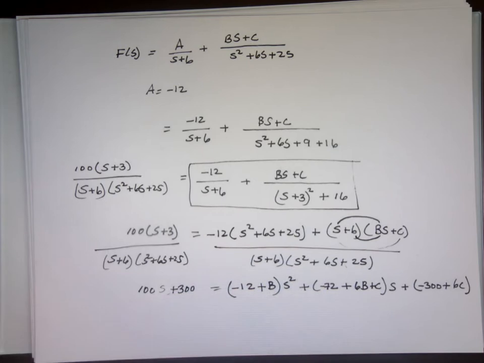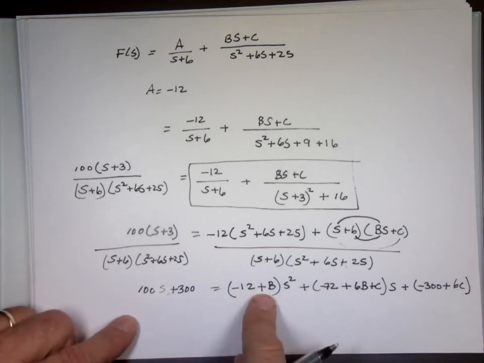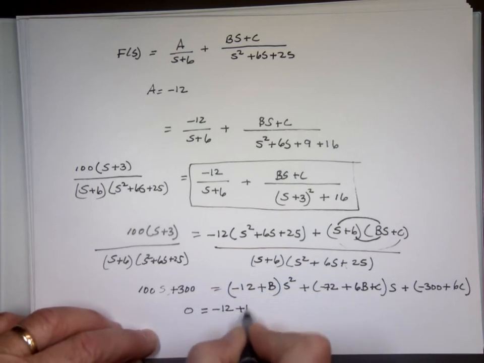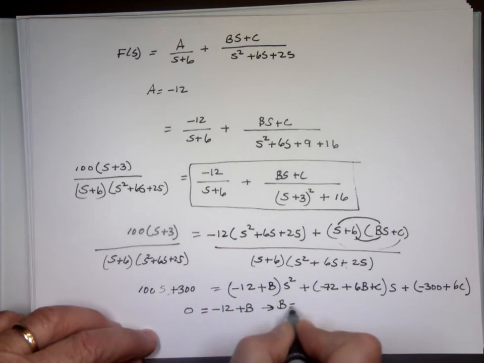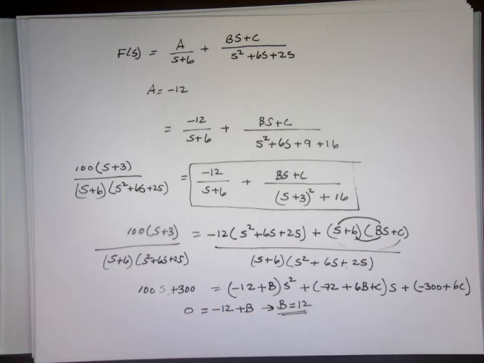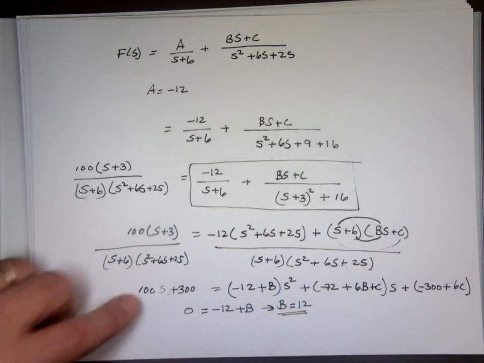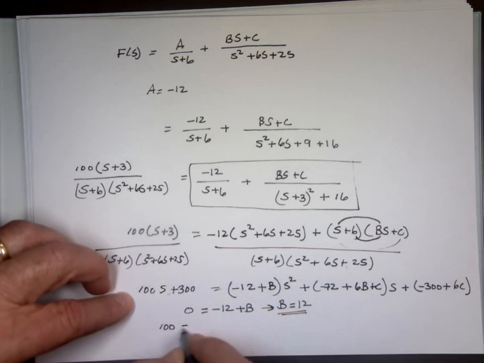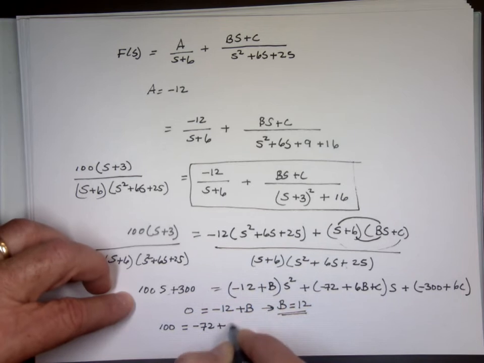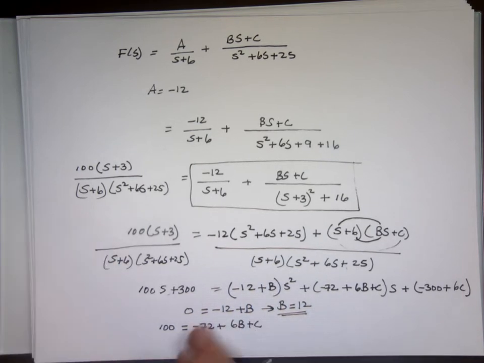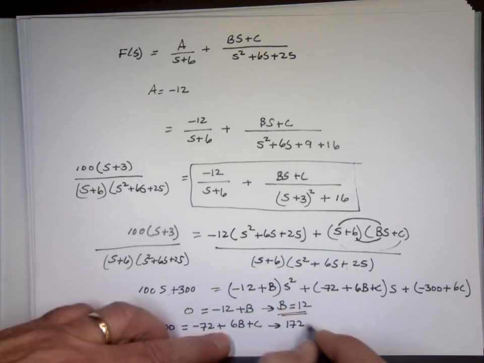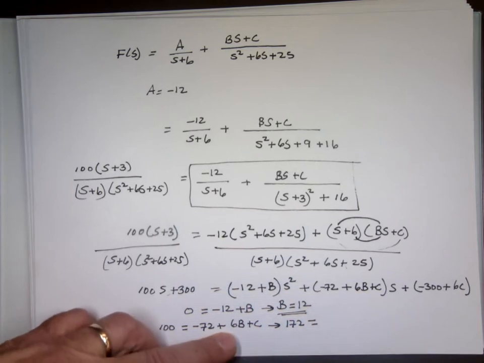And now you say, okay, the coefficient of s squared should equal the coefficient of s squared here. Well, there is no s squared. So 0 equals negative 12 plus b, which means b equals 12. Yeah, that's totally right. That's how you did it? Yep. The coefficient of s on this side should equal the coefficient of s here. So 100 equals negative 72 plus 6b plus c. You bring the 72 to this side, becomes 172 equals 6 times b plus c. b is 12. Is that 72? c equals 100.